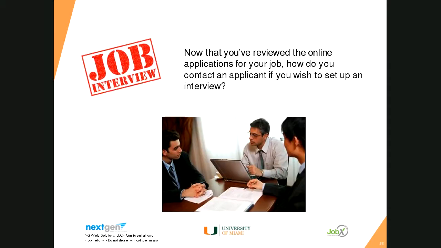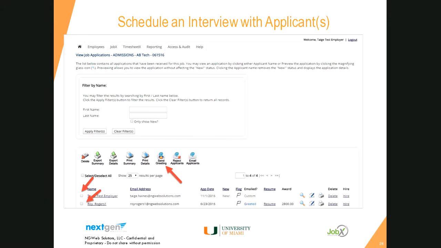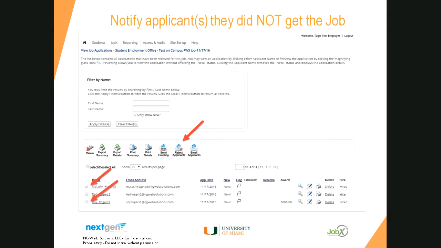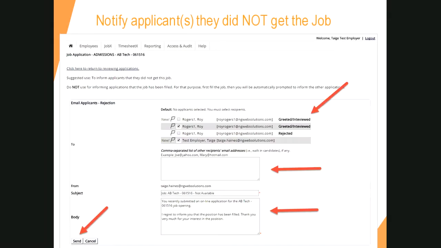So now that you've reviewed the online applications for your job, how do you contact an applicant if you wish to set up an interview? Well, as they say, there's an app for that. There is an option to select students who apply to your job and send them a greeting. You can choose this option to send a quick email saying, thank you so much for applying to the job. We will be in contact with you shortly. And I'll show you what that screen looks like. It looks something like this, and you can actually customize the email or the greeting that you send to students, as you can see here.